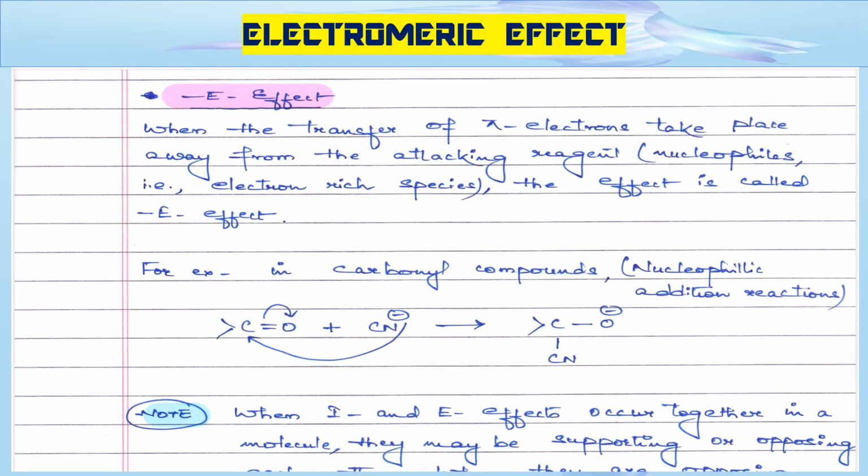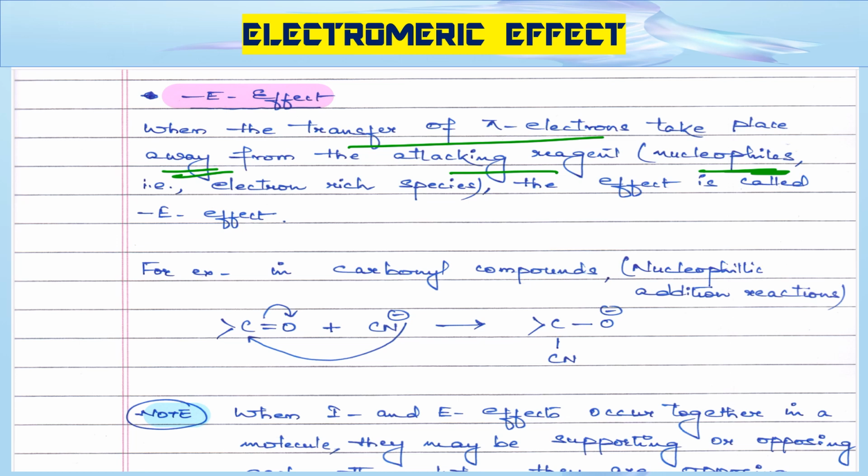Coming to the next type, that is the minus E effect, the negative electromeric effect. This is just the opposite of the plus E effect, so it will be easy to decode. That is when the transfer of pi electrons takes place away from the attacking reagent. If the pi electrons are shifting away from the attacking reagent, it must be a nucleophile. That means it must be electron rich, and that is why it is donating electrons. It causes the shifting of pi electrons away from it because it is already electron rich, so it doesn't need electrons. Instead, it will be donating electrons. Hence, pi electrons will be shifting away from it.